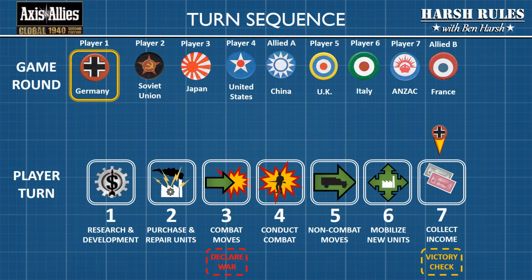Finally, in Phase 7, players check the national production chart and collect the appropriate amount of IPCs based on the territories they now control. Be aware, the amount of IPCs collected may be impacted by national objectives and convoy disruption. Also, at the end of the turn, it may be necessary to check victory conditions. If the current player has just met the victory conditions for their side, that side must maintain control of that position until the end of this turn in the next round of play. If they are successful in doing this, they've won the game. Next, we're going to look at each of these game phases in greater detail.